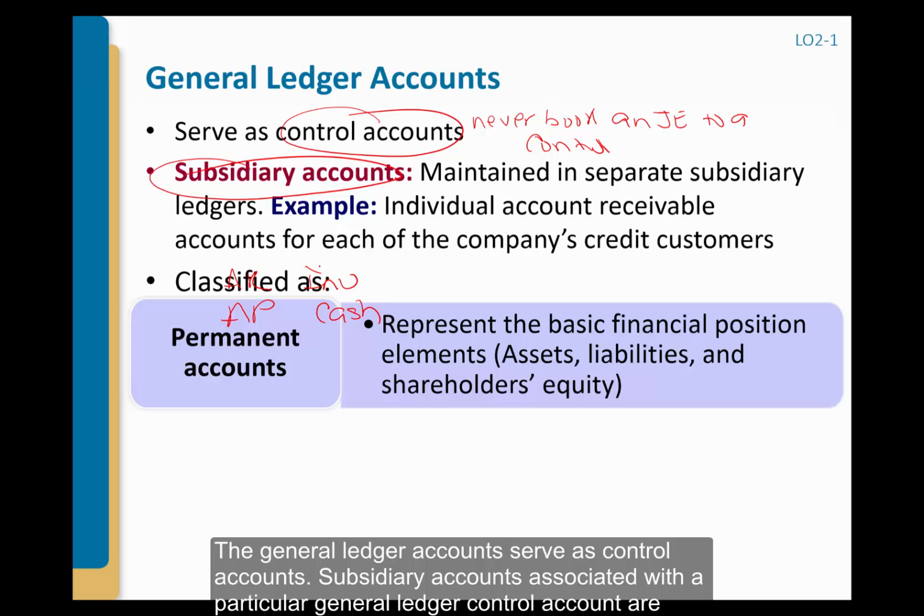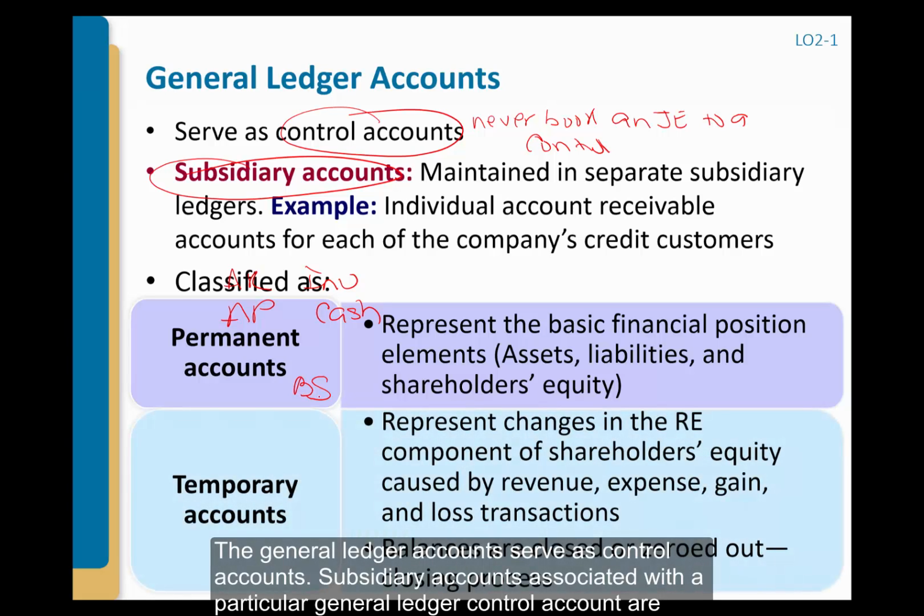Okay. Then we have permanent accounts, which are classified as our balance sheet accounts. And then we have temporary accounts, which are classified as our income statement accounts. So balance sheets, I told you, assets equal liabilities plus owner's equity. That's our accounting equation. So we know assets, liabilities, and owner's equity accounts are on the balance sheet, those are permanent. And then we know income statement accounts are revenues and expenses, gains and losses. And basically what temporary means is we zero them out and move them into retained earnings.